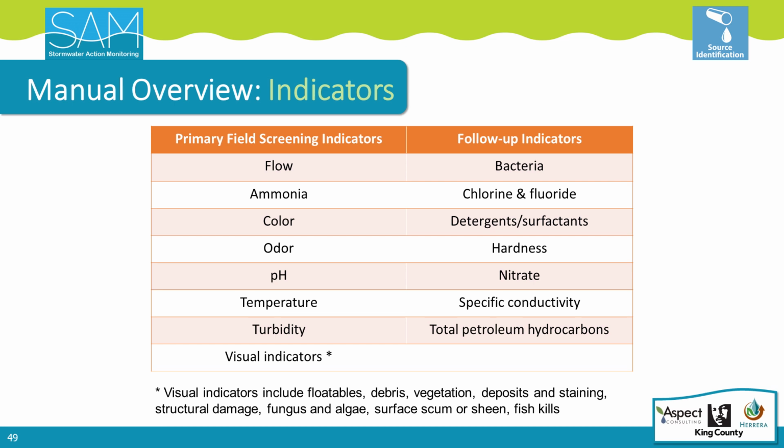Ammonia, pH, you can get some pretty low-cost test strips or meters to implement those. Temperature, obviously, all you need is a thermometer. So a lot of the things that we put in this column are just cheap, low-cost screening things. And then in the follow-up indicators, here we have more detailed ones. This could be more expensive equipment, take more time, things like that. That's why we put them further down the line in terms of determining what an indicator might be or what an illicit discharge might be.